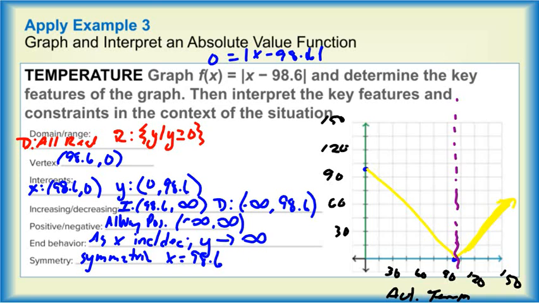So a good domain would really be 90 to like 105. Anything below 90 and above 105, you're in danger, or you'll probably be close to dying with it. Your body's going to shut down. That would be a good range, or the good domain, for this particular problem.